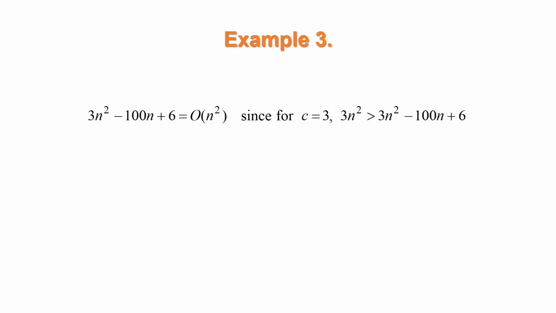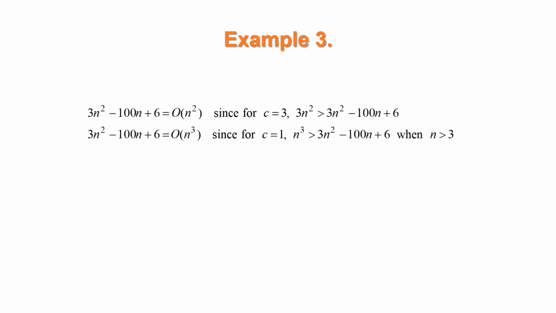Example number 3: 3n squared minus 100n plus 6 equals O of n squared, since for c equal 3, 3n squared is greater than 3n squared minus 100n plus 6. 3n squared minus 200n plus 6 equals O of n squared, since for c equal 3, 3n squared is greater than 3n squared minus 100n plus 6.